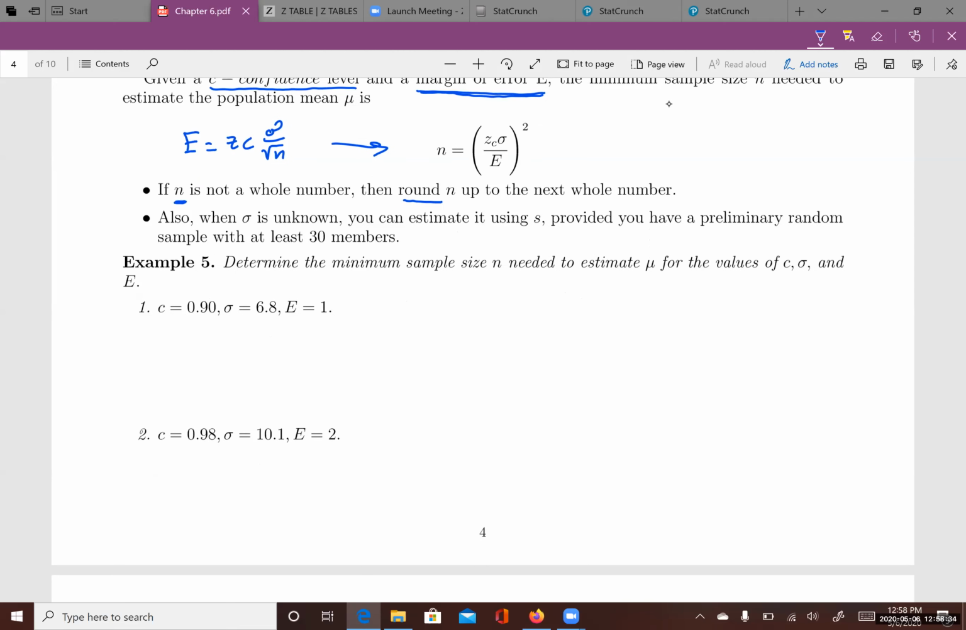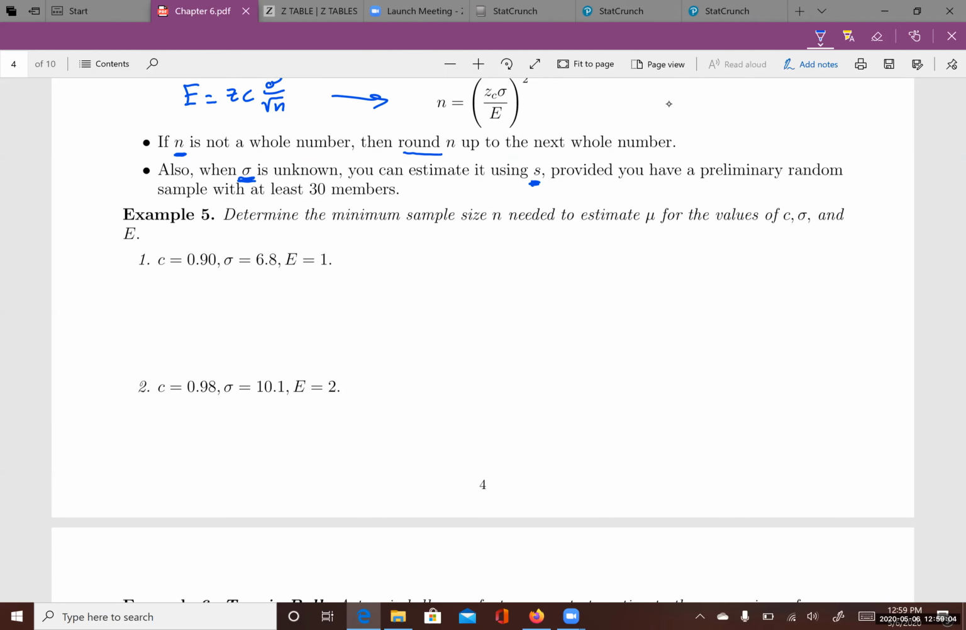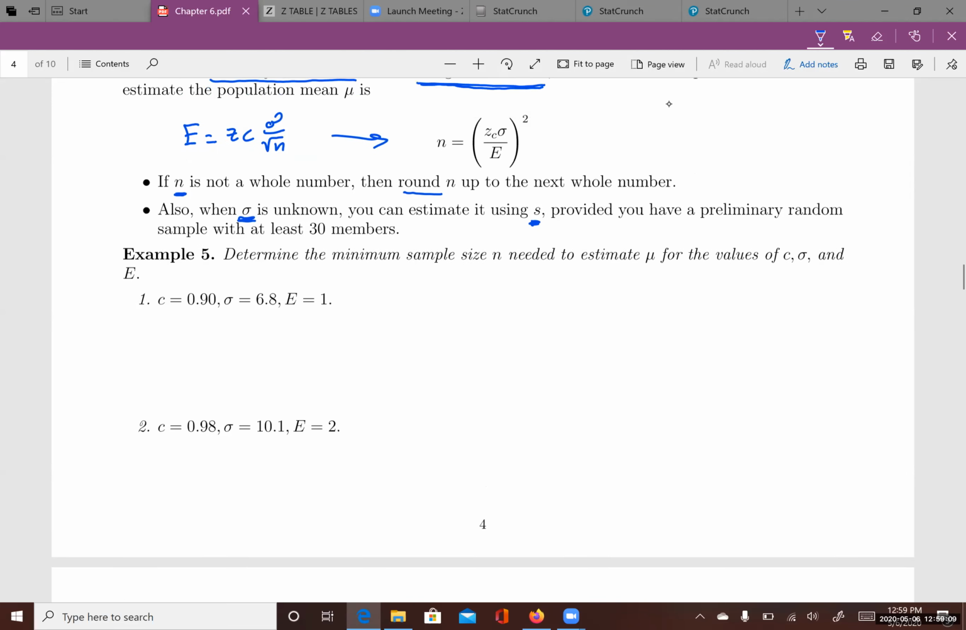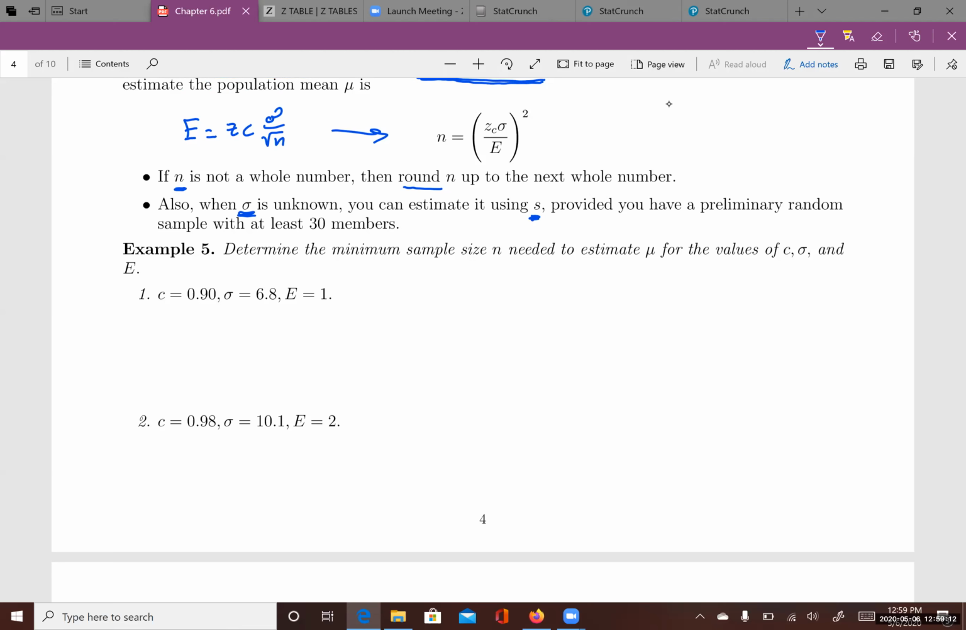All right. Also, when sigma is unknown, you can estimate it using S, which is the sample standard deviation, the standard deviation that you get from your sample, provided that you have a random sample with at least 30 members, right? So when you don't know sigma, you can use S, the sample standard deviation, with the assumption that the sample size should be at least 30. Okay. All right, so let's do a couple of examples.